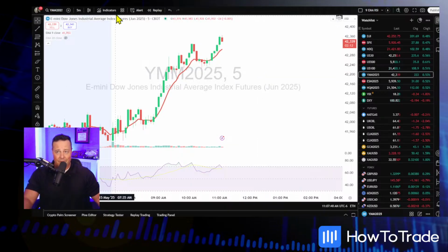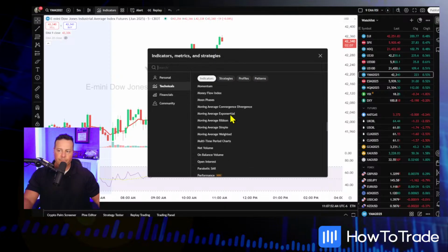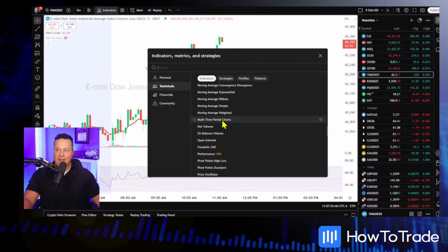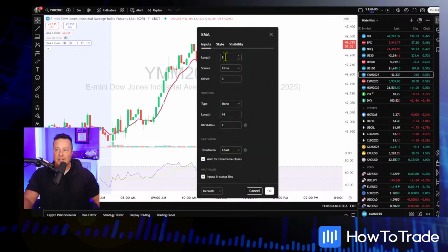Okay. Number one thing you're going to do on TradingView is click on indicators. You're going to go down to moving averages and click exponential. It's going to add one to your chart. Okay, what are you going to do then? You're going to go to settings and determine your length, which is going to be 9. We're going to base it on the close of the price bar.